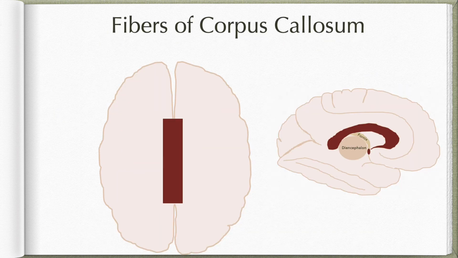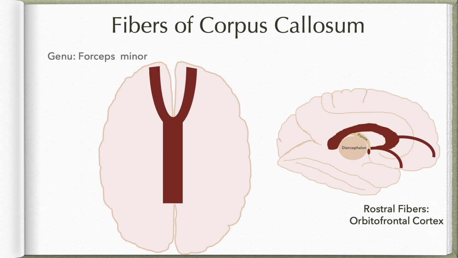Now let us talk about the various fibers which are present in the corpus callosum. The fibers of rostrum will connect the orbitofrontal cortex of both sides. That is, orbitofrontal cortex of the left side will connect with the orbitofrontal cortex of the right side, passing through the rostrum. The fibers in the genu will connect the frontal poles of both sides, because when you see from top, it will give an impression as though the fibers are forming the two prongs of a forceps. So these fiber bundles are known as forceps minor.